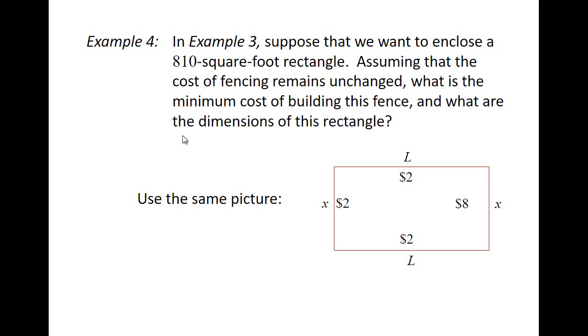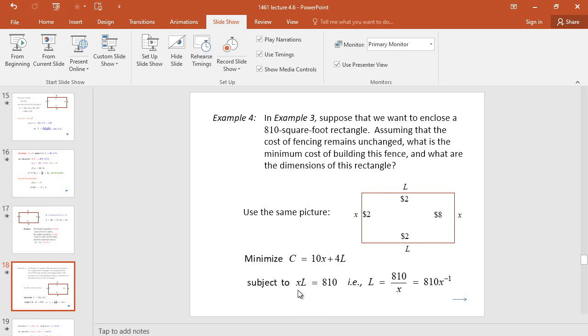So now we have a fixed area that we want to enclose, and we just want to minimize the cost of fencing. Well, we already know the cost function from the previous video. The cost function would be 8x plus 2x, so that's 10x, and then 2l plus 2l, so that's 4l. This is the cost function. That's what we want to minimize, and we are given that the area is xl, and that has to be 810. Now from this equation we can solve for l, and l is 810 divided by x.